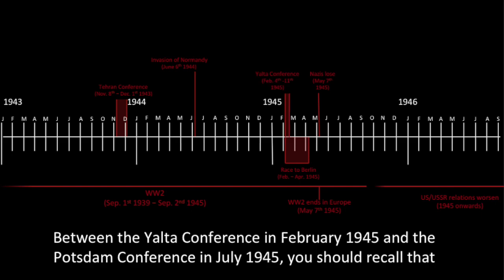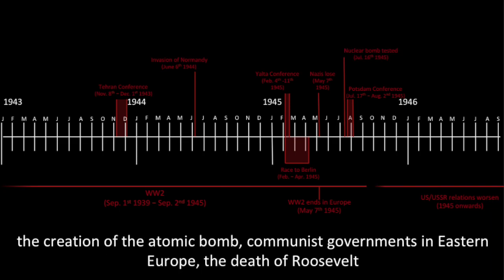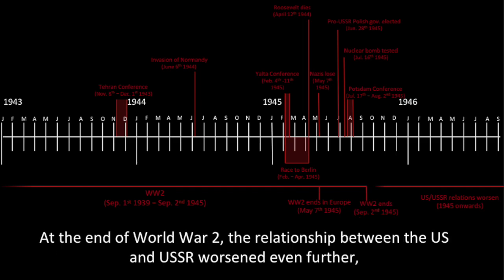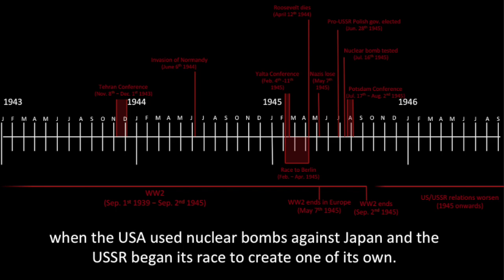Between the Yalta Conference in February 1945 and the Potsdam Conference in July 1945, you should recall that the creation of the atomic bomb, communist governments in Eastern Europe, the death of Roosevelt, and other factors worsened Soviet-American relations. At the end of World War II, the relationship between the US and USSR worsened even further when the USA used nuclear bombs against Japan, and the USSR began its race to create one of its own.